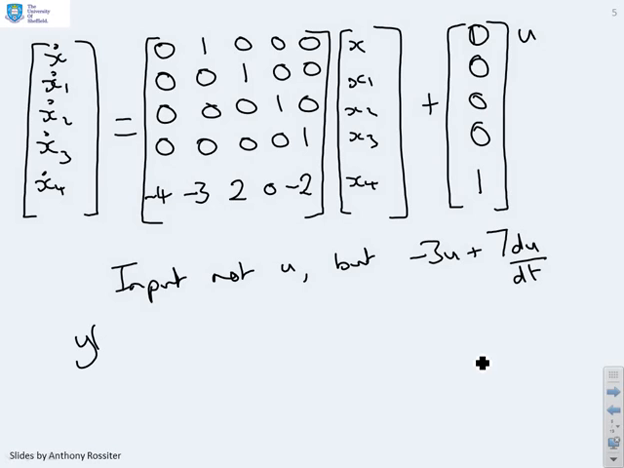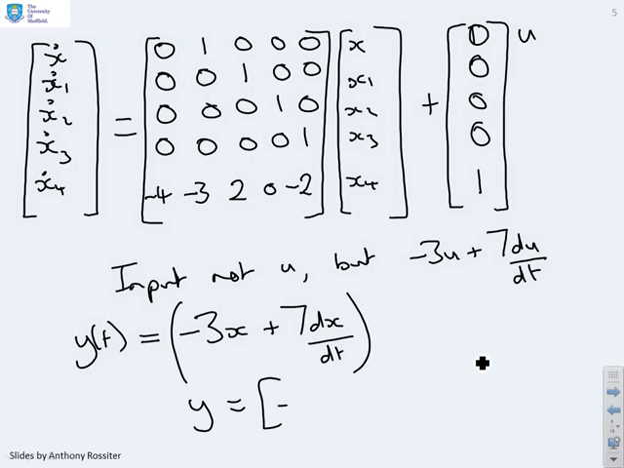So y of t is going to be minus 3x plus 7 dx/dt. So we've solved for x in terms of u, but the actual input is minus 3u plus 7 du/dt, so y is going to be minus 3x plus 7 dx/dt. And therefore we're going to get y equals minus 3, 7, 0, 0, 0 into this vector x. And that's the end of question 1.